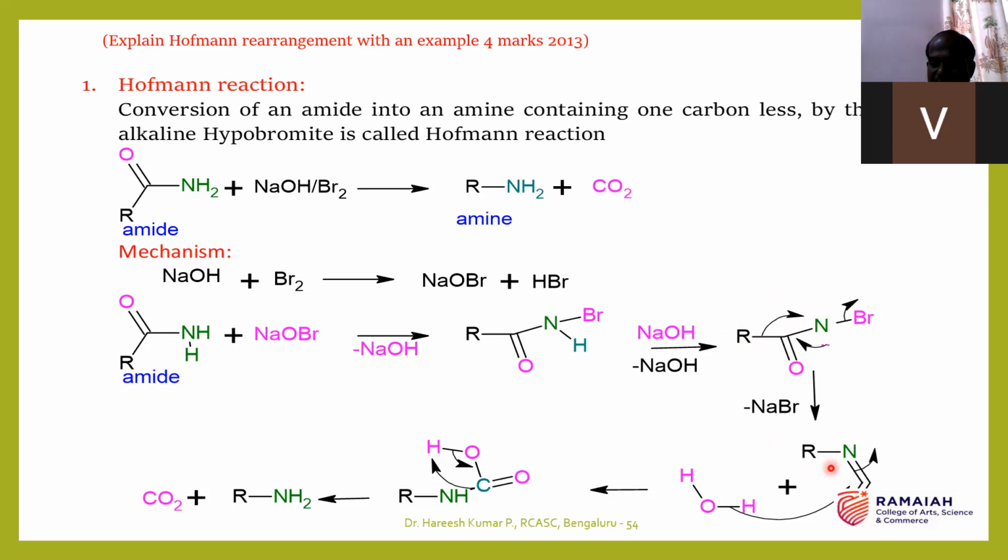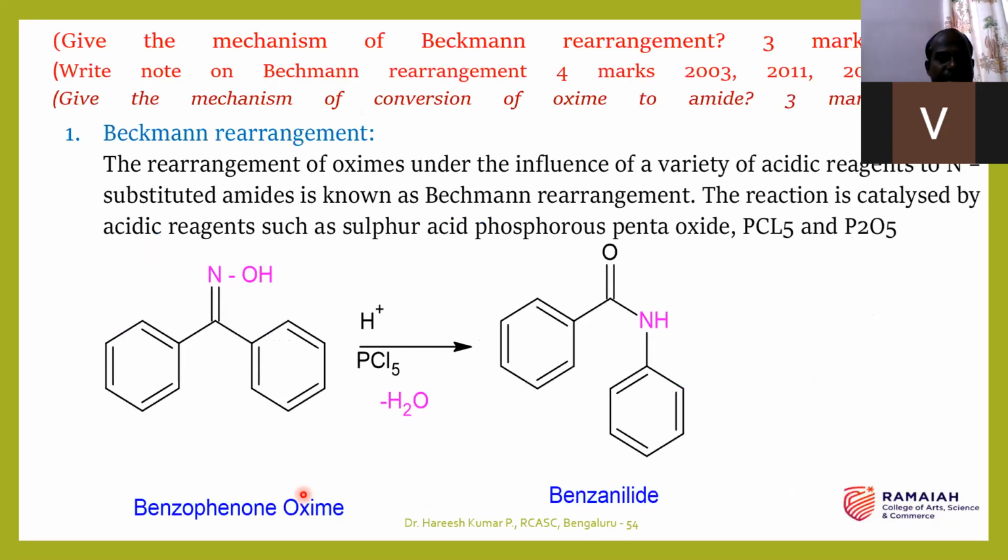So then the obtained one is isocyanate. It, when treated with water, gives carbamic acid. So then carbamic acid on heating undergoes decarboxylation forming a product. So this is about the Hofmann reaction. Overall, Hofmann reaction means you need to remember that it is nothing but a conversion of amide into amine with the loss of one carbon atom.